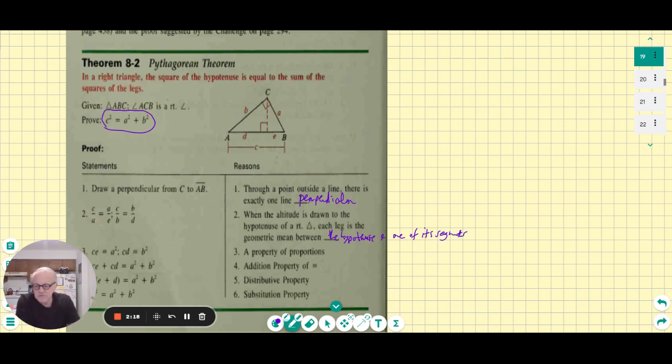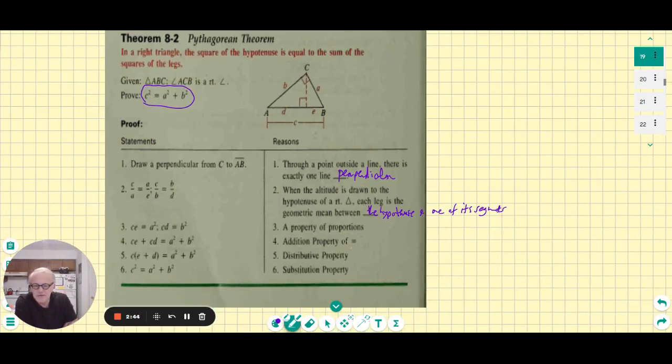All right, so a property of proportions is that we can multiply the means times the extremes: multiply the top of the left times the bottom of the right. So they're equal to each other. CE equals A times A. CD equals B times B. And so now, because of that property, we can write this out.